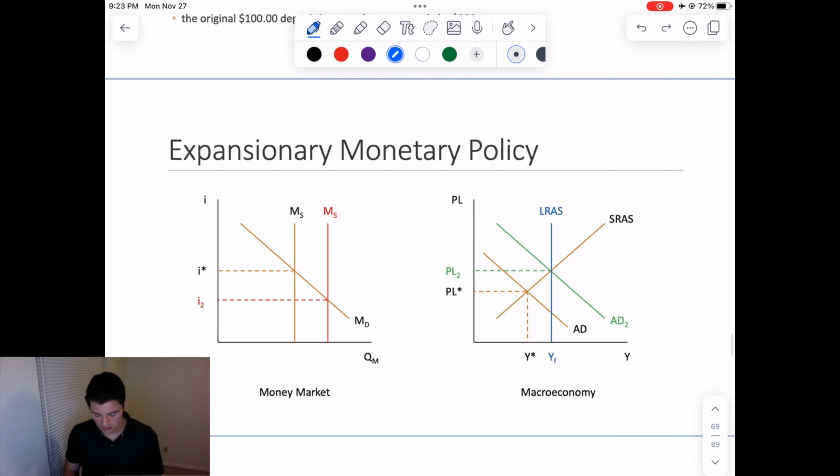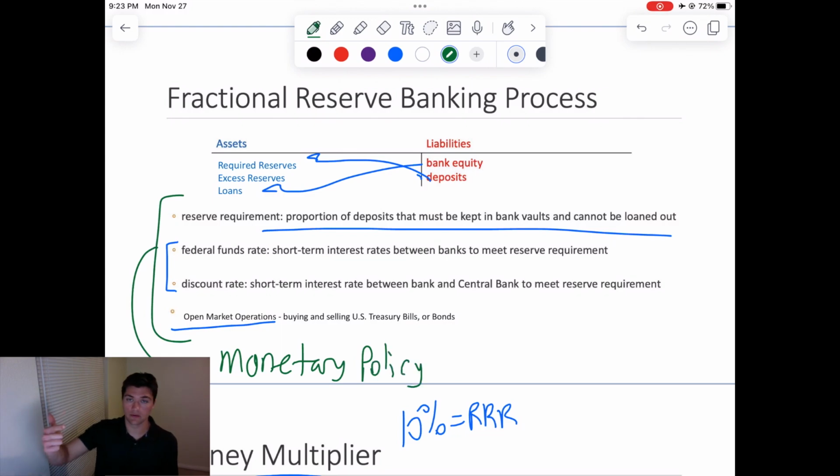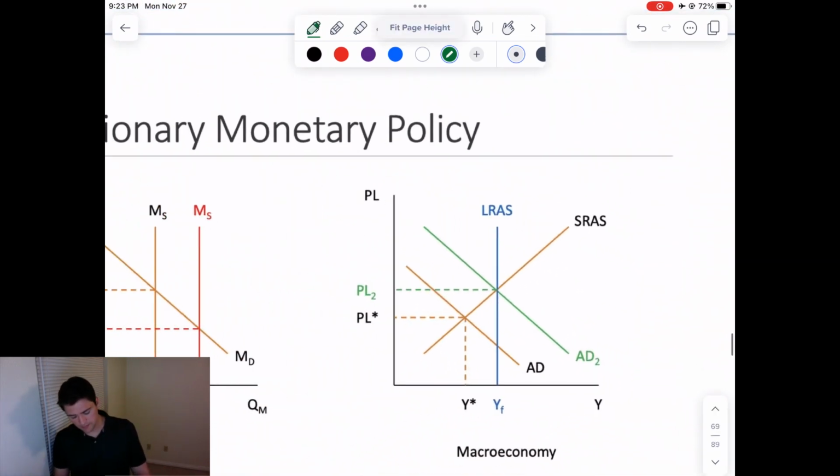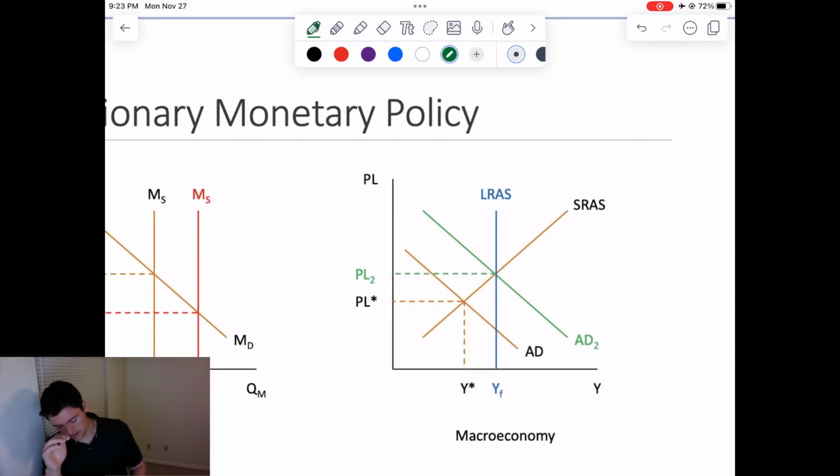So all of these tools right here, these are monetary policy. Okay, reserve requirement, Federal Reserve, federal funds rate, discount rate, and the open market operations. All of those are monetary policy. And the reason we would do expansionary monetary policy is because we want to take it from a recessionary gap and we want to expand the economy, right? We want to grow it. Okay? So that is why we do expansionary monetary policy.